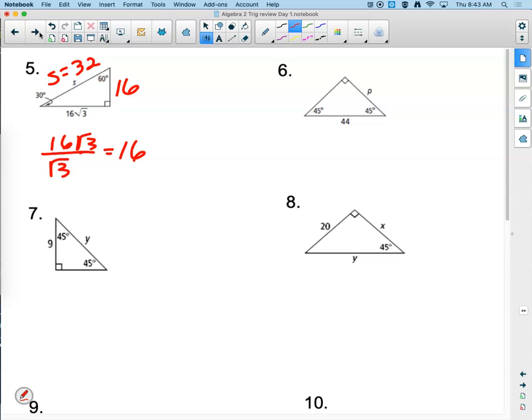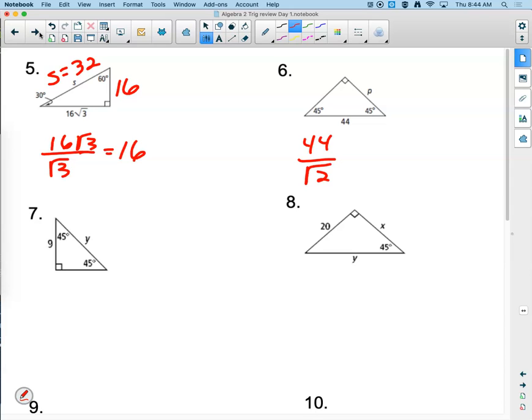Alrighty, taking a look at number 6. They didn't give us the short side. They gave us the hypotenuse. So I start thinking, well, if you have the short side, you multiply by the square root of 2 to get the hypotenuse. I'm going to have to do that backwards. So what should I do? Divide by the square root of 2.